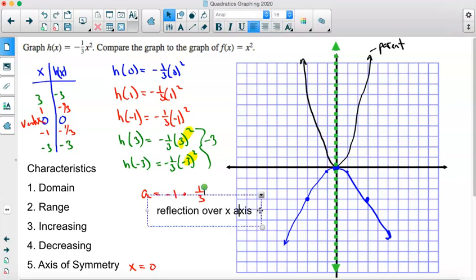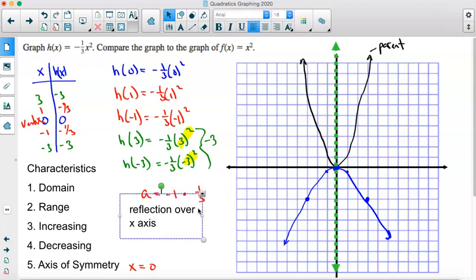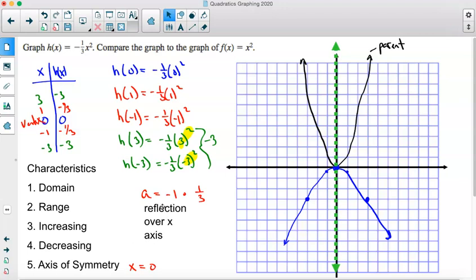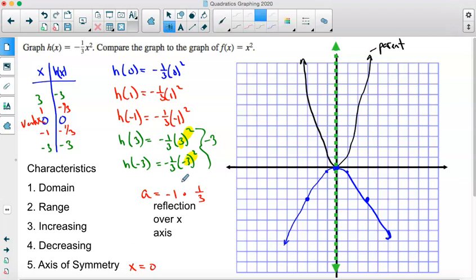Alright, so we have a reflection over the x-axis. I'll make this a little smaller. Okay, so that's what the negative 1 does. And we'll highlight that like this.